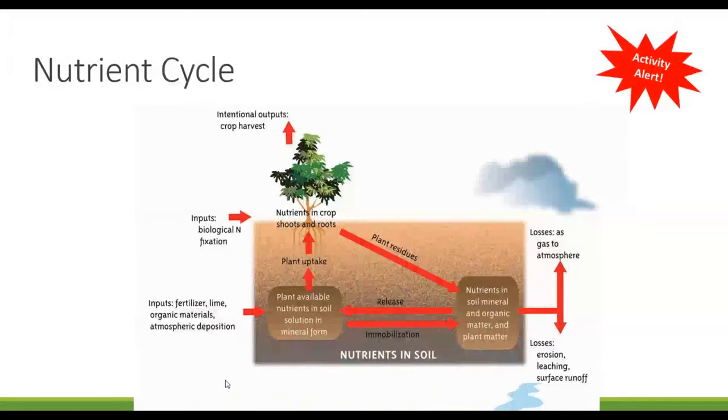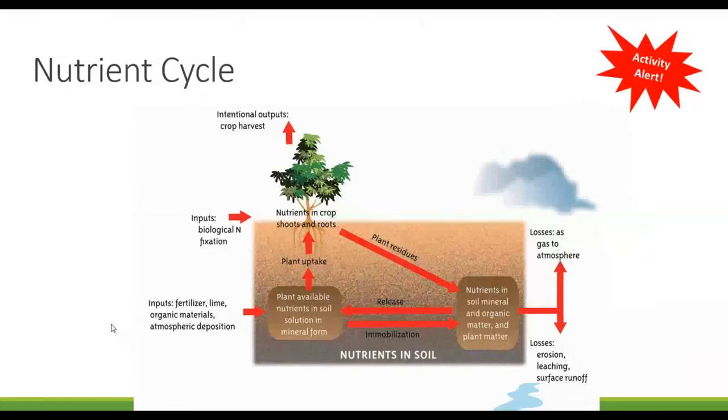Now that we know about our nutrients and what nutrients the plants and soil need, let's talk about the nutrient cycle. Where do these nutrients come from and how are they recycled? Well, we'll start on the left here with the inputs. The inputs can either be biological or natural, such as biological nitrogen fixation, where the little organisms within the soil convert the nitrogen gas in the air into usable nitrogen. We can also use inputs such as fertilizer, whether that's manure or synthetic fertilizer, lime, organic material, and also atmospheric decomposition.